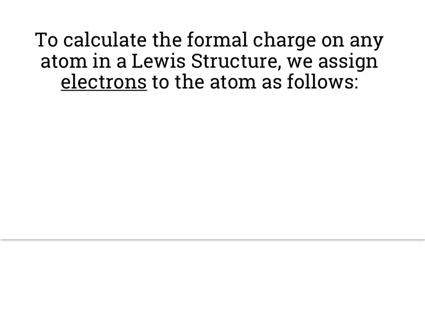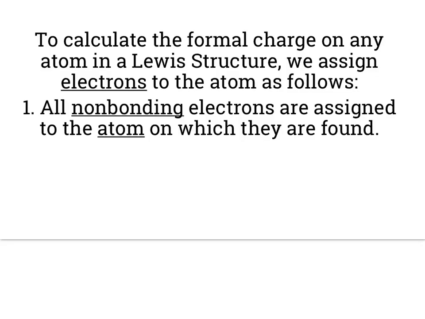So to calculate the formal charge on any atom in a Lewis structure, we assign electrons to the atom according to the following rules. Number 1, all non-bonding electrons are assigned to the atom on which they are found, which means that your first step is to make your Lewis structure. Hopefully you gather that by now, but if not, that's okay. And you then assign electrons to the atom, meaning every non-bonding electron, which we typically call lone pairs, is actually given to whatever atom it's currently on.